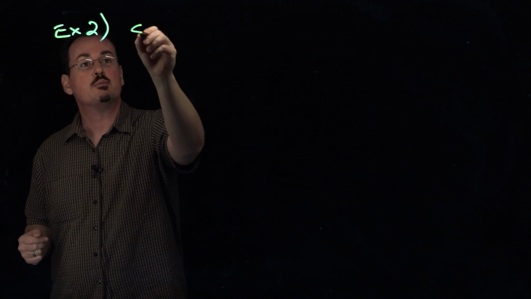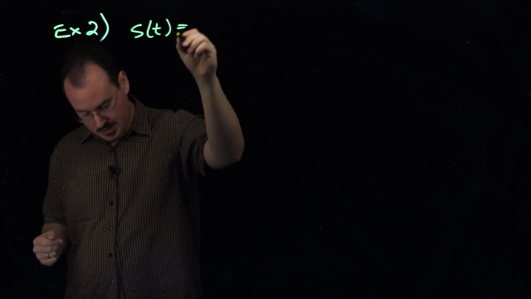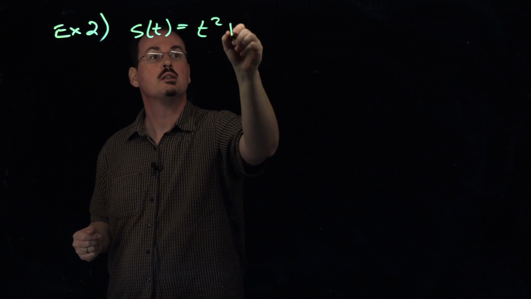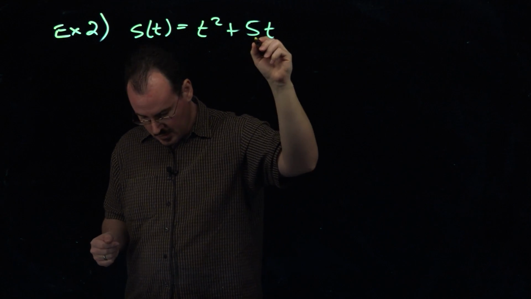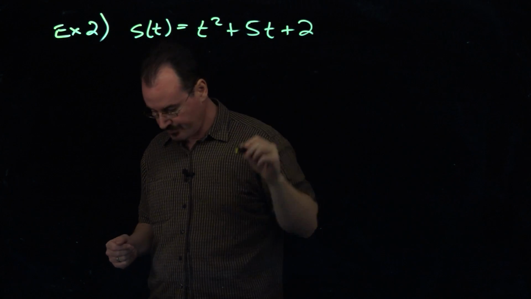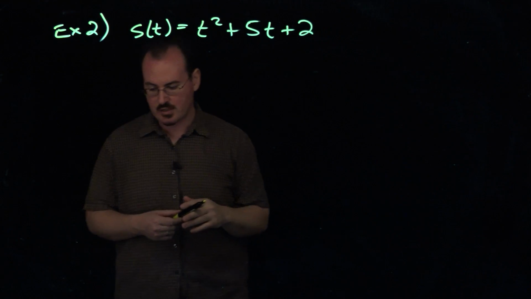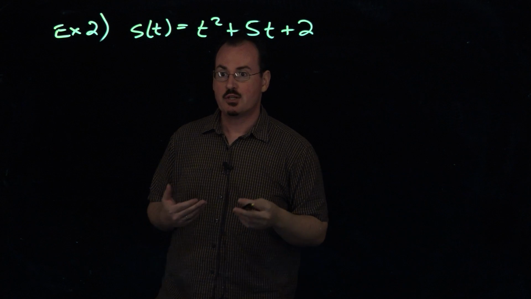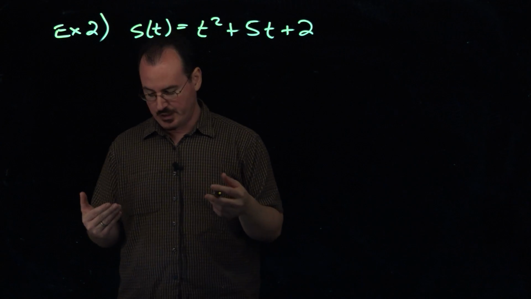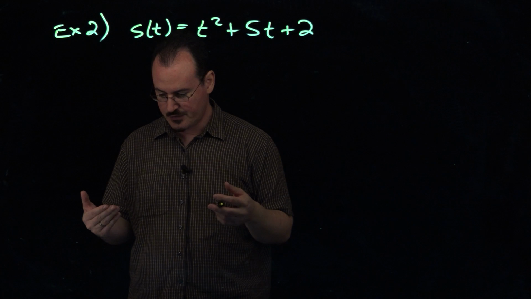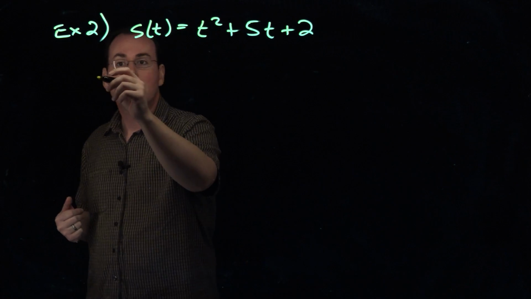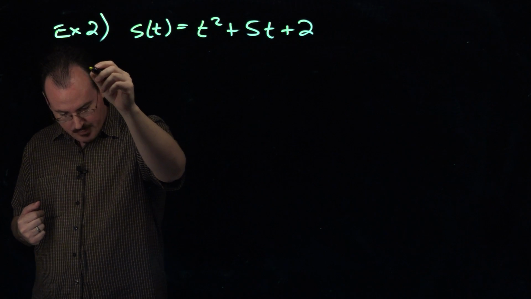The function, this is a position function given by s of t is equal to t squared plus 5t plus 2. And we're trying to find the instantaneous velocity. And if you remember, if you have a position function s of t, then the instantaneous rate of change of that is the velocity. So that's what we're trying to find here. All right, so we want to use this definition. We're going to use the first one.